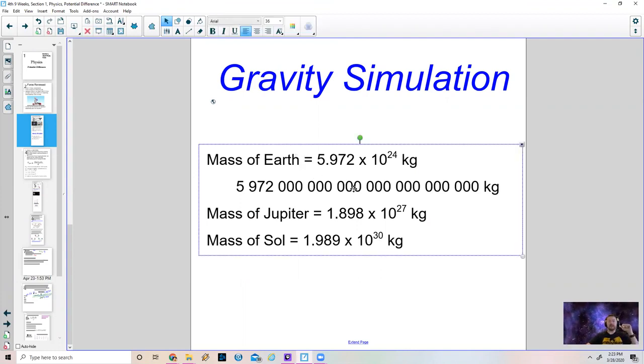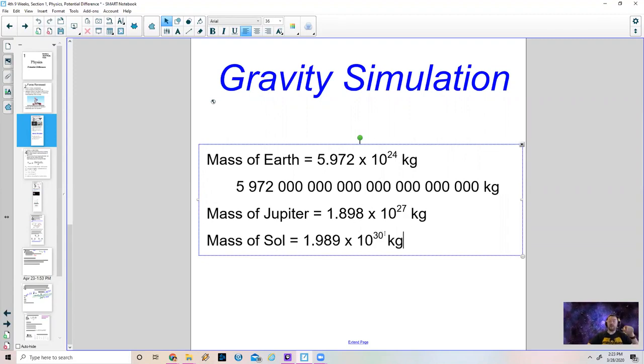So if you look at the mass of Earth, it is 5.972 times 10 to the 24th kilograms. But you take that out of scientific notation, that's 5.972 billion million kilograms. I think I'm saying that right. It's a whole bunch of kilograms. So the Earth is massive. Then you compare that to the mass of Jupiter, and it is now, it's small compared. It's times 10 to 27. So Jupiter, obviously more massive.